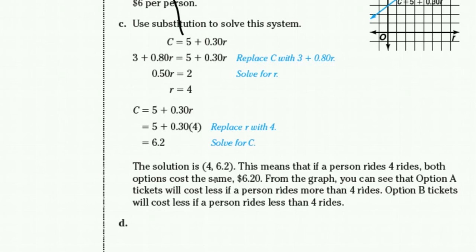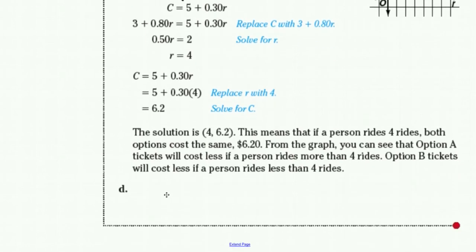This simply means that if a person rides 4 rides, both options cost the same, $6.20. And from the graph, you can see that option A tickets will cost less if a person rides more than 4 rides. Option B tickets will cost less if a person rides less than 4 rides.